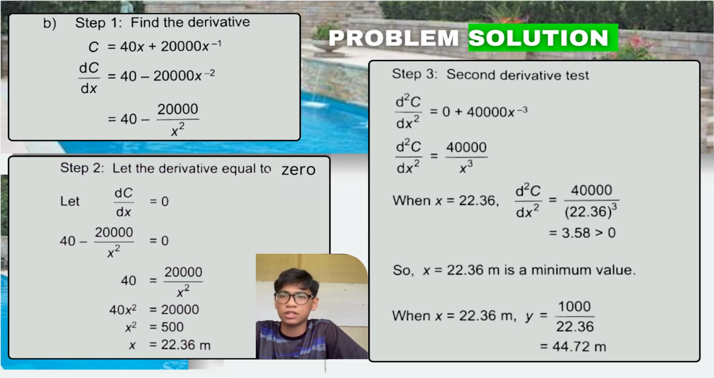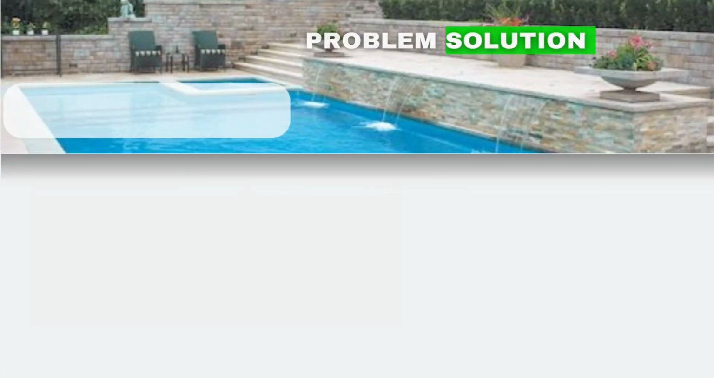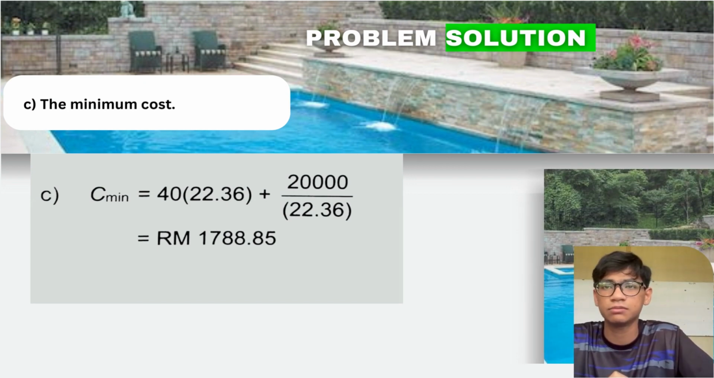When we get the value of x, we can also find the value of y. So when x equals 22.36, we just have to substitute 22.36 into x. So y equals 1,000 over 22.36, and the answer we will get is 44.72 meters. Question C. Find the minimum cost.